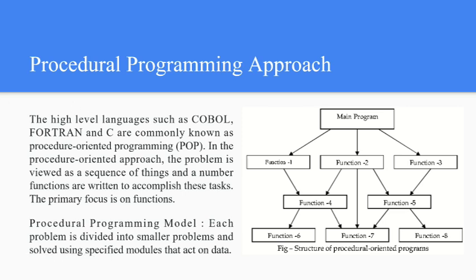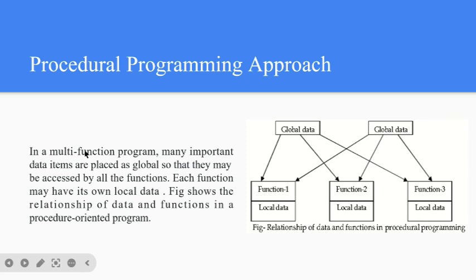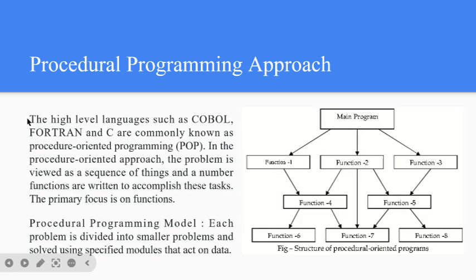Now we're gonna look into the procedural programming approach. At first, this is what was used in programming instead of object-oriented. The high-level languages such as COBOL, Fortran, and C are commonly known as procedural-oriented programming. In procedure-oriented programming, the program is viewed as a sequence of things and a number of functions are written to accomplish these tasks. The primary focus is on functions. Each problem is divided into small problems and solved using specified modules that act on data.